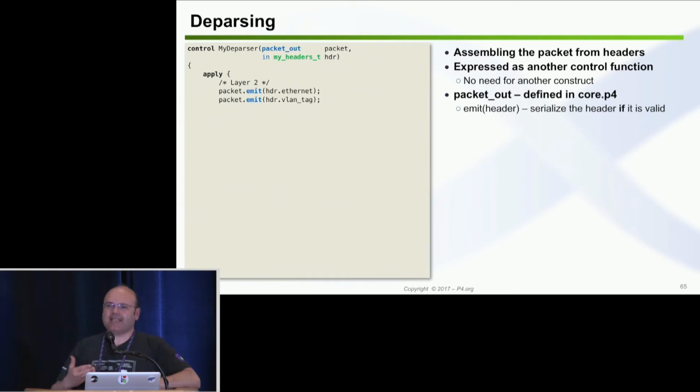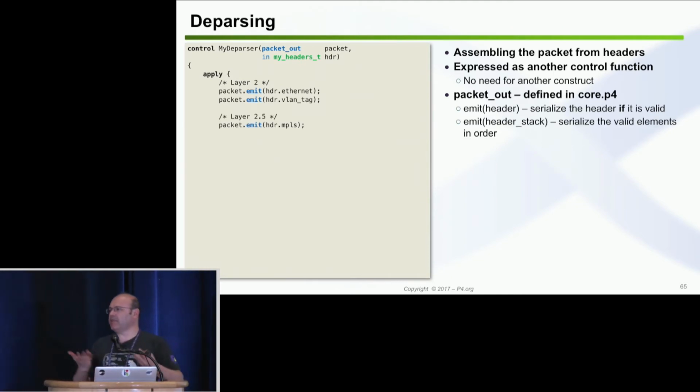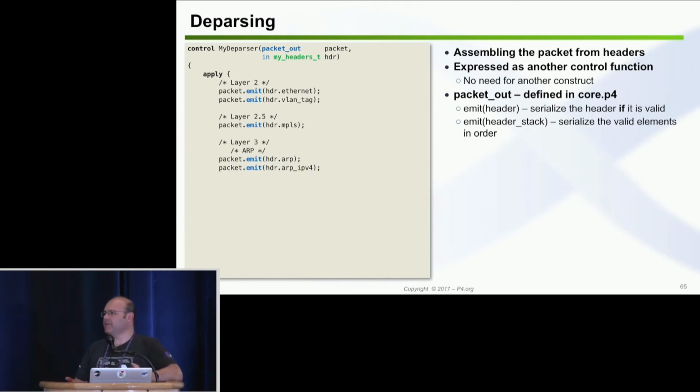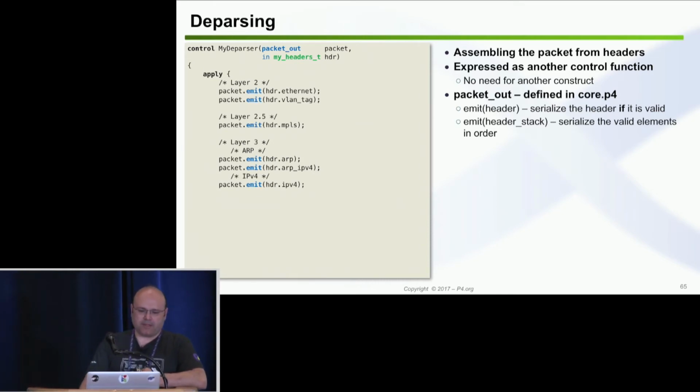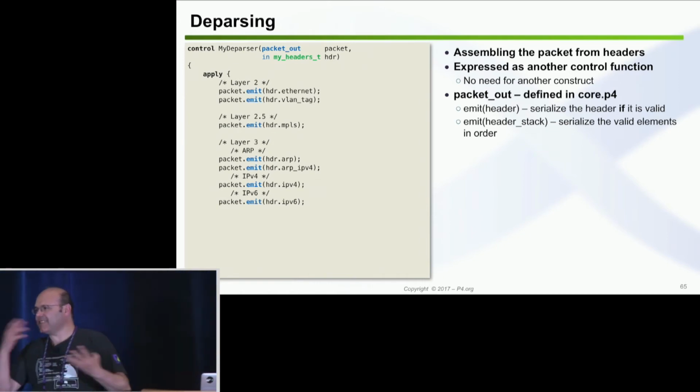Then the VLAN tag, and it could be either a single header or a header stack. Emit takes both. If VLAN tags were there and we didn't remove them, they will be emitted. If they were not there, nothing will happen again. Then you probably will output the stack of your MPLS labels. Again, they might or might not be there. So it's very safe code in that sense. And then we'll get to layer 3. What I'll do, I'll emit ARP, IPv4, and IPv6. Now, obviously, this doesn't make any sense.